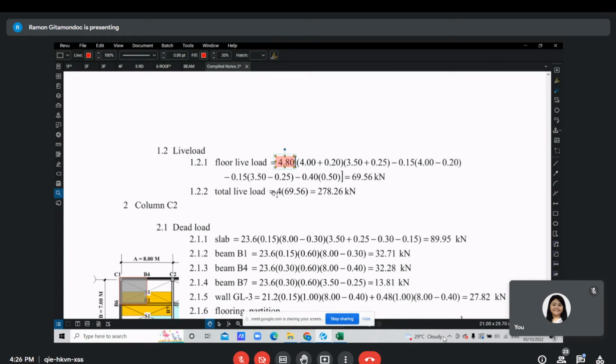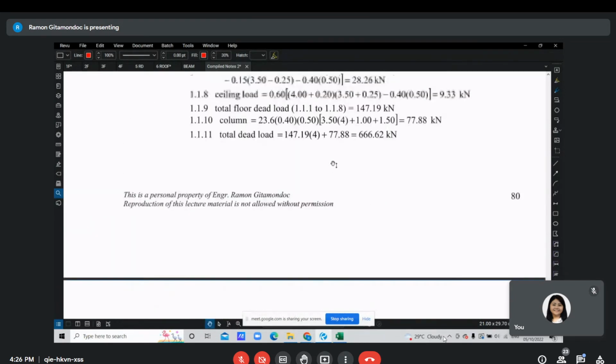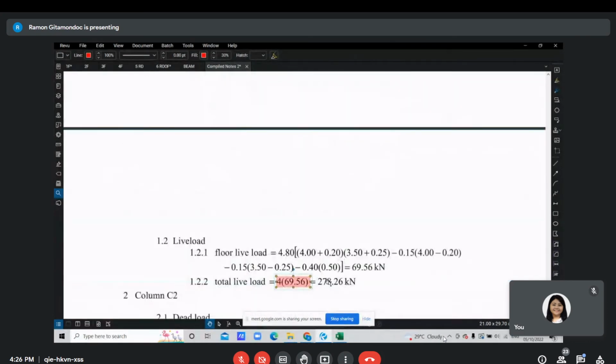Okay. So what you will require here are the basics and a lot of common sense. So this is for one floor, 69.56. Then you multiply that by 4 since there are 4 floors. So you'll get your total dead load and your total live load, which will be used in designing the footing. These are the values we just assumed in our previous examples; now we see how they are computed.